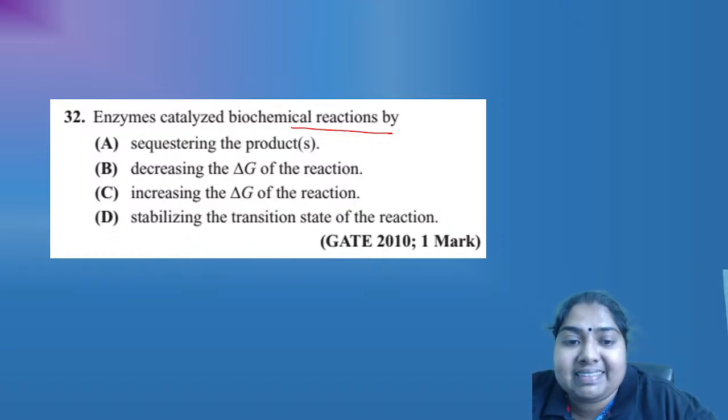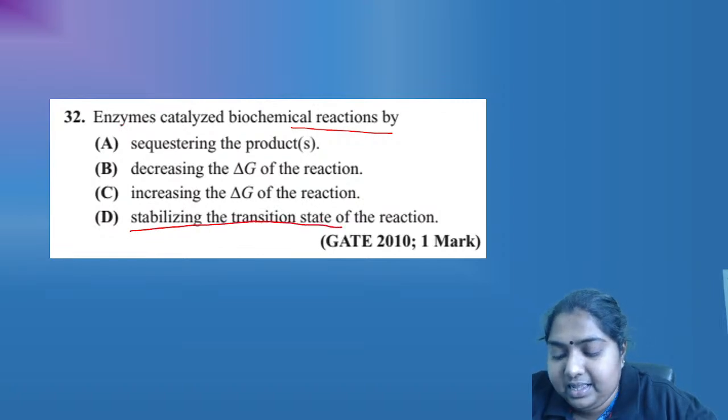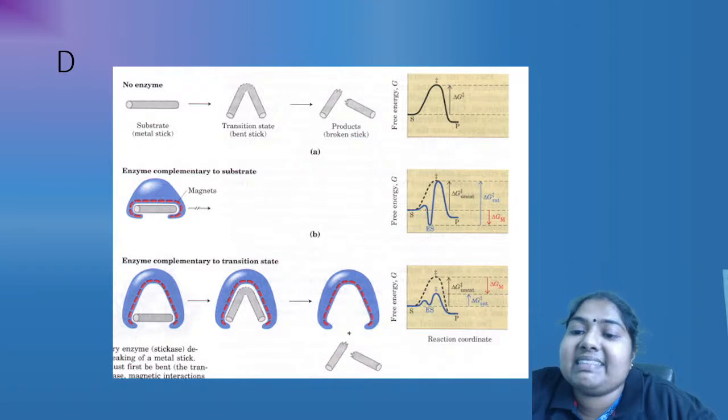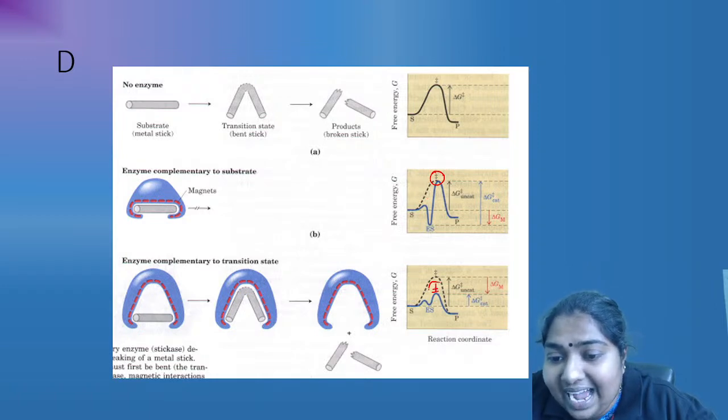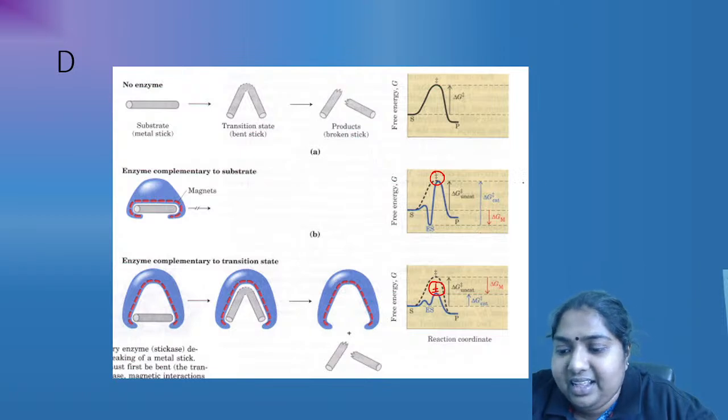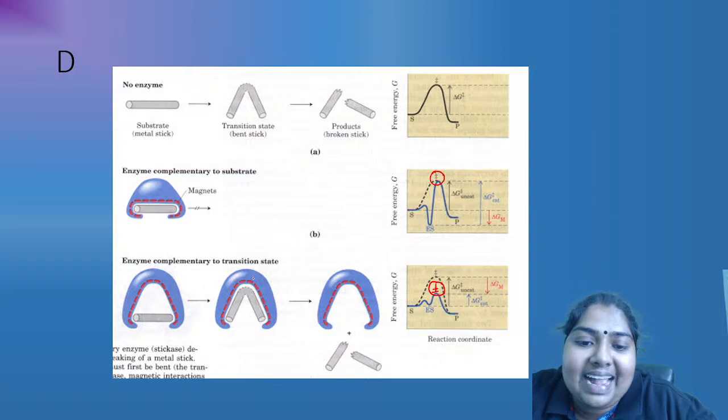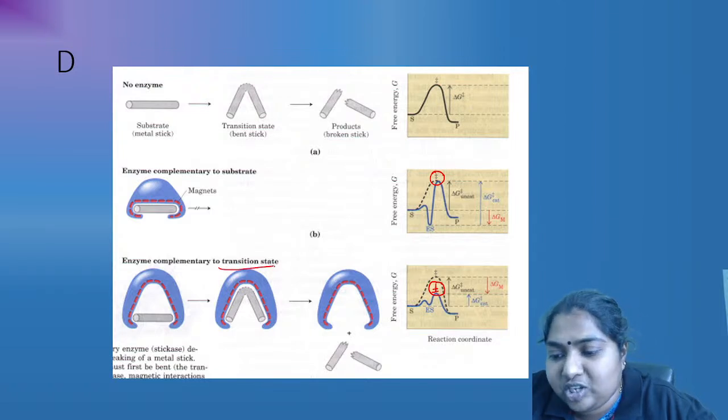Enzymes, how do they catalyze the reaction? Where do they act? They act to stabilize the transition state. Okay, so that is where the enzymes will act. This is going to be the transition state. It is going to act at the transition state. Okay, so how is it acting? By bringing the reaction to the transition state.